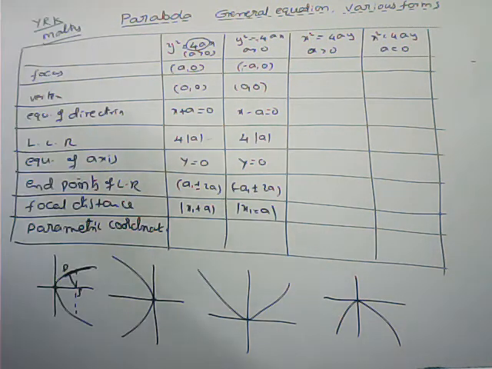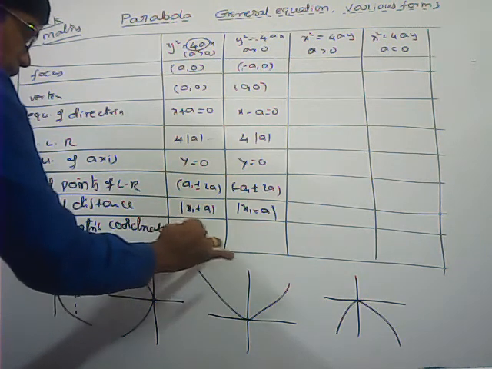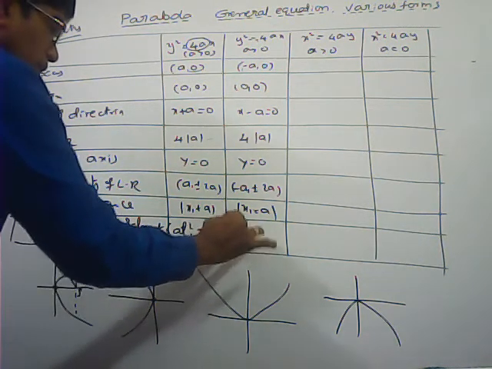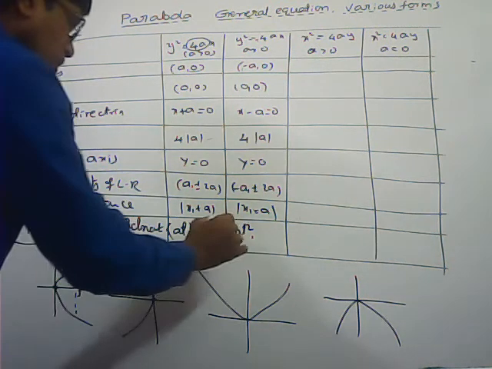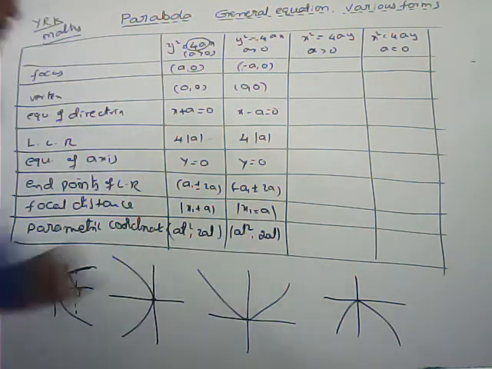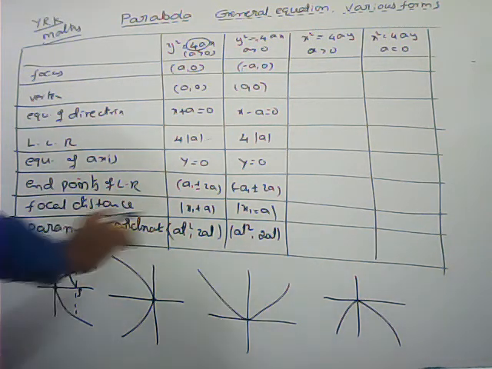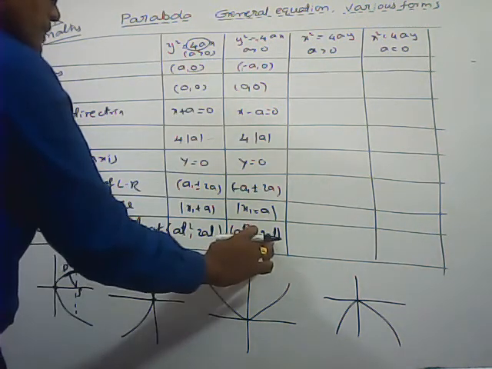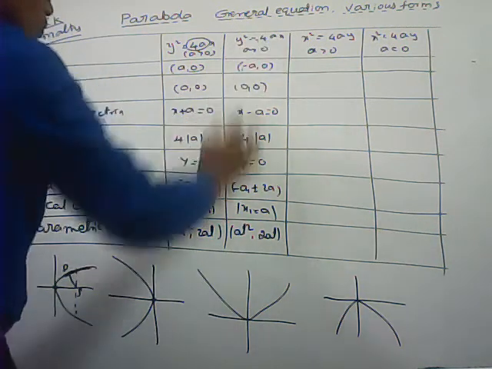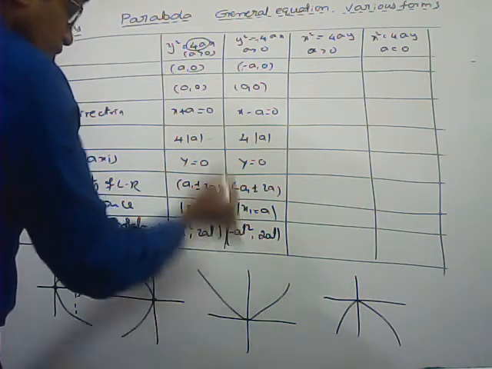Parametric coordinates: any point on that parabola we can write as (at square, 2at). Here also we can write the same thing, (at square, 2at). Now here you can observe that y square, 4a square t square, equals minus 4a into at square. Negative we are getting, that's why here you can keep negative. It should be satisfied.